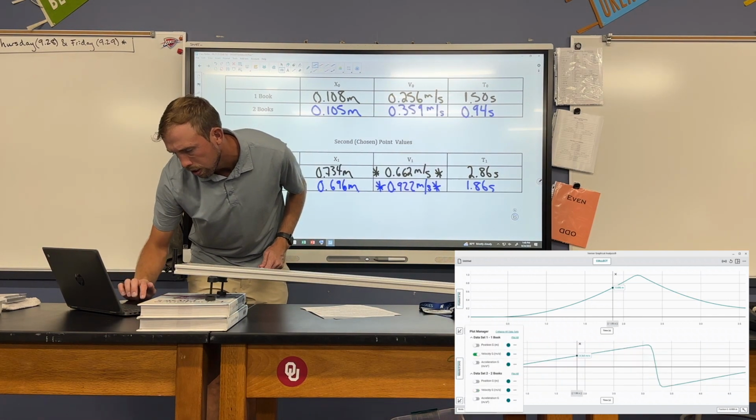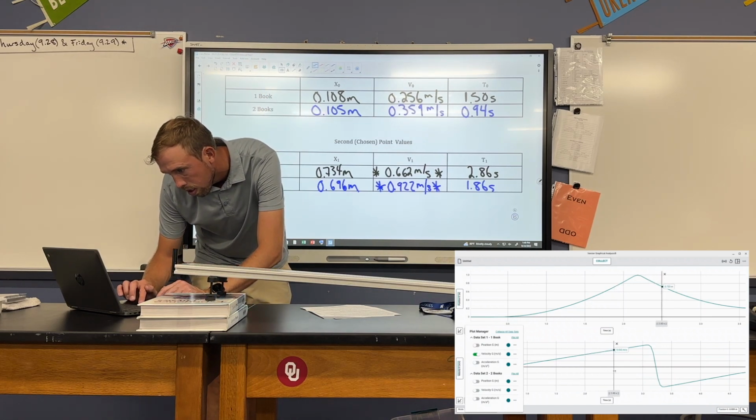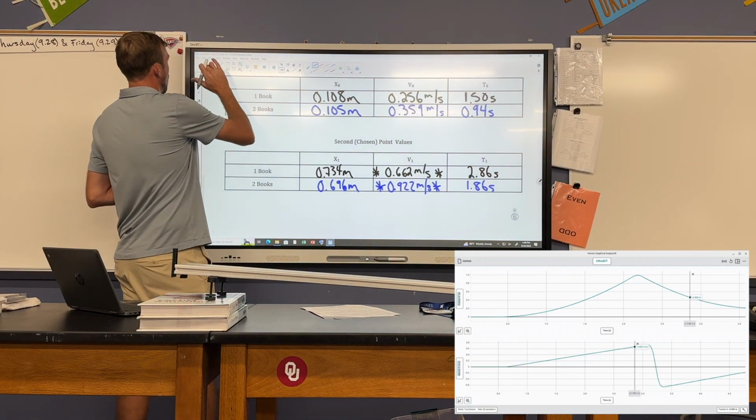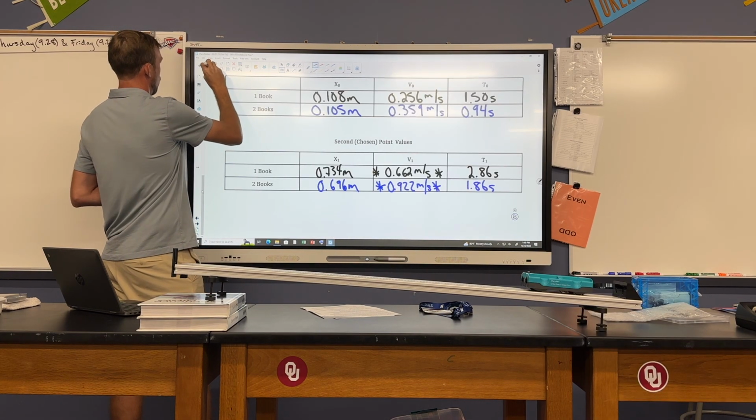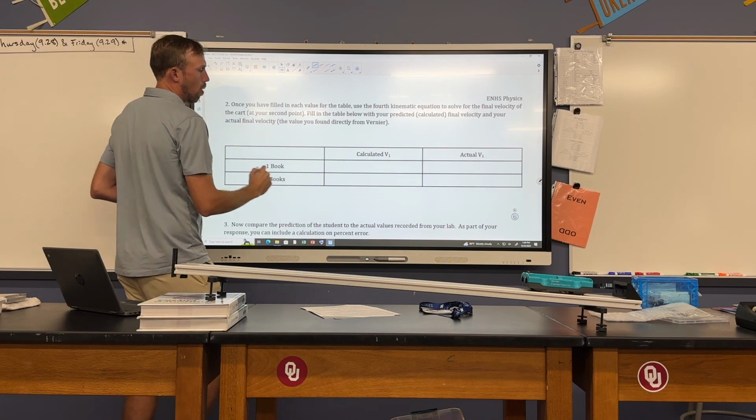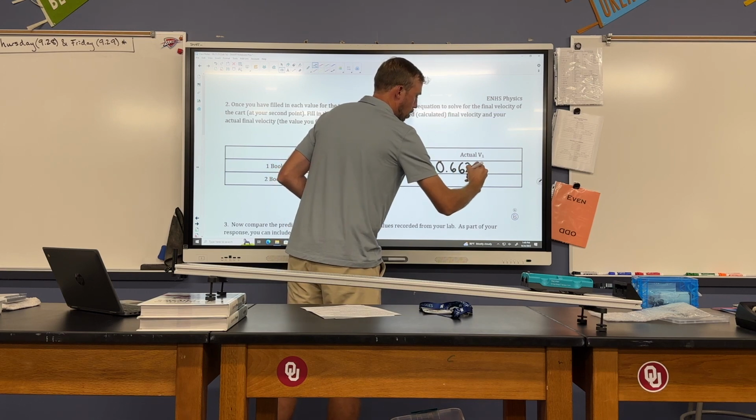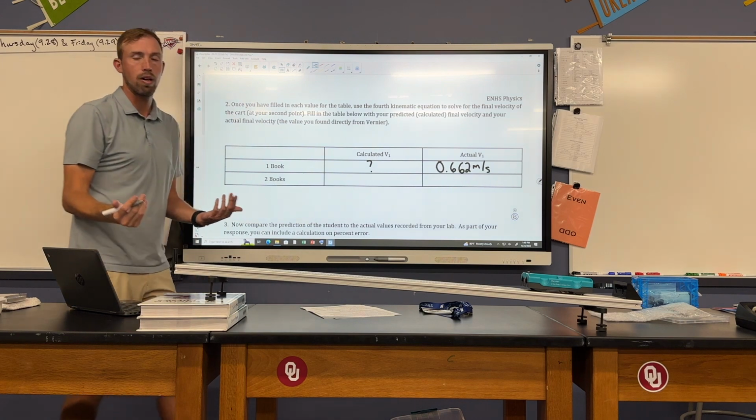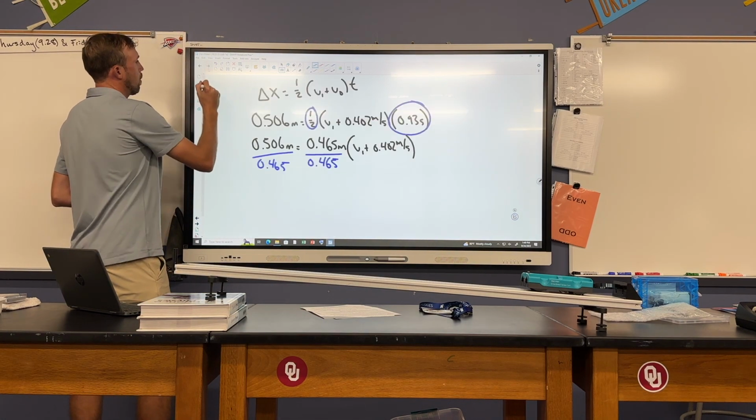I'm going to double check that real quick. I want to make sure it's not 622, so my time is 2.86. Okay, we're good. So my actual final velocity for one book is 0.662 meters per second. And we're going to try and use an equation to calculate what the final velocity should be, and then we'll compare things. So, how are we going to do that?